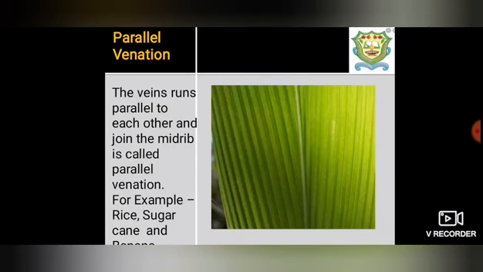Means the veins present within the leaf are arranged parallel to each other. The veins never join any other vein. No branching is seen in parallel venation. All the monocots are parallelly venated. Monocots means a seed having one cotyledon. For example, rice, sugarcane, banana, bajra, maize, wheat, coconut and grasses.